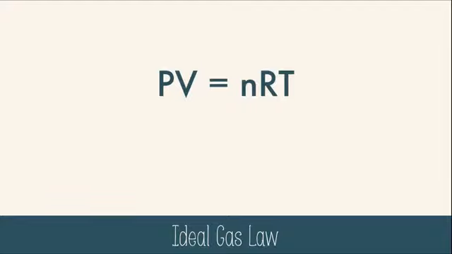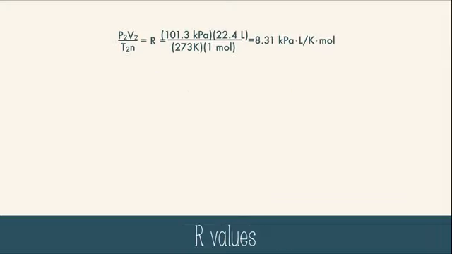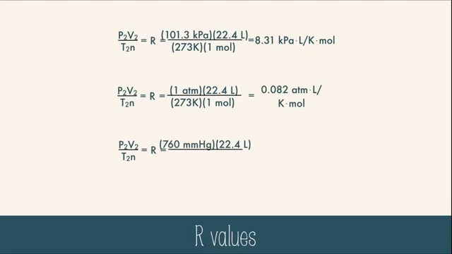Let's talk about what R is exactly. Remember, the R value is created from the equation set to STP values. So we plug in the values of pressure, the volume of a mole at STP, and the temperature at STP. And we get our results like this one: 8.31 kilopascal liters per Kelvin mole. But there are different R values for different pressure values, so make sure that you check your problem to see which units you need to use.